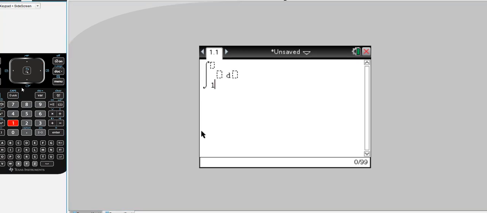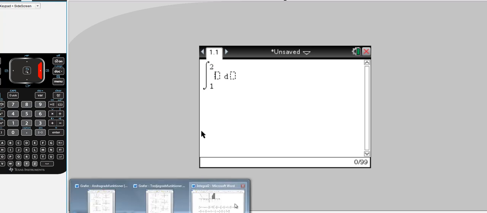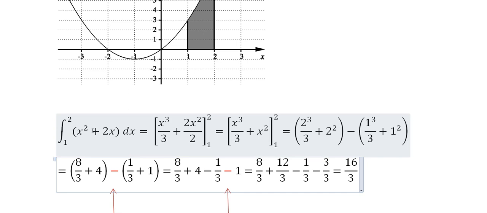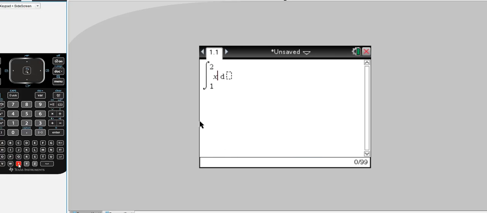The lower limit was 1, the upper limit was 2, and then the function was, let's have a look, x squared plus 2x. Okay, x squared plus 2x, and then we have to add dx because it's with respect to x. That means that x is the variable. Enter, and the answer is 16/3.